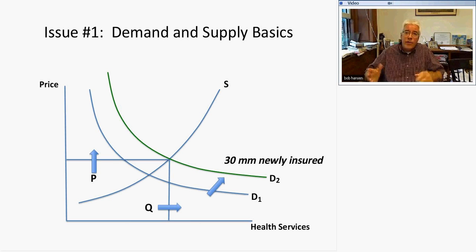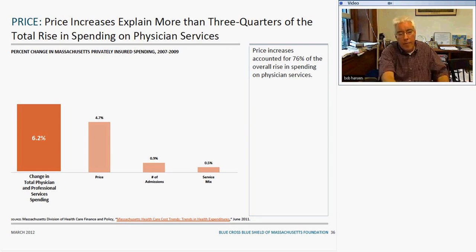Now, there are some offsetting things. If people who were previously uninsured go to their primary care physician and get preventive care, well, they might not be so sick 10 years down the road. So there are some countervailing effects here, but overall, this has got to be an increase in demand, which is going to show up in a number of ways.